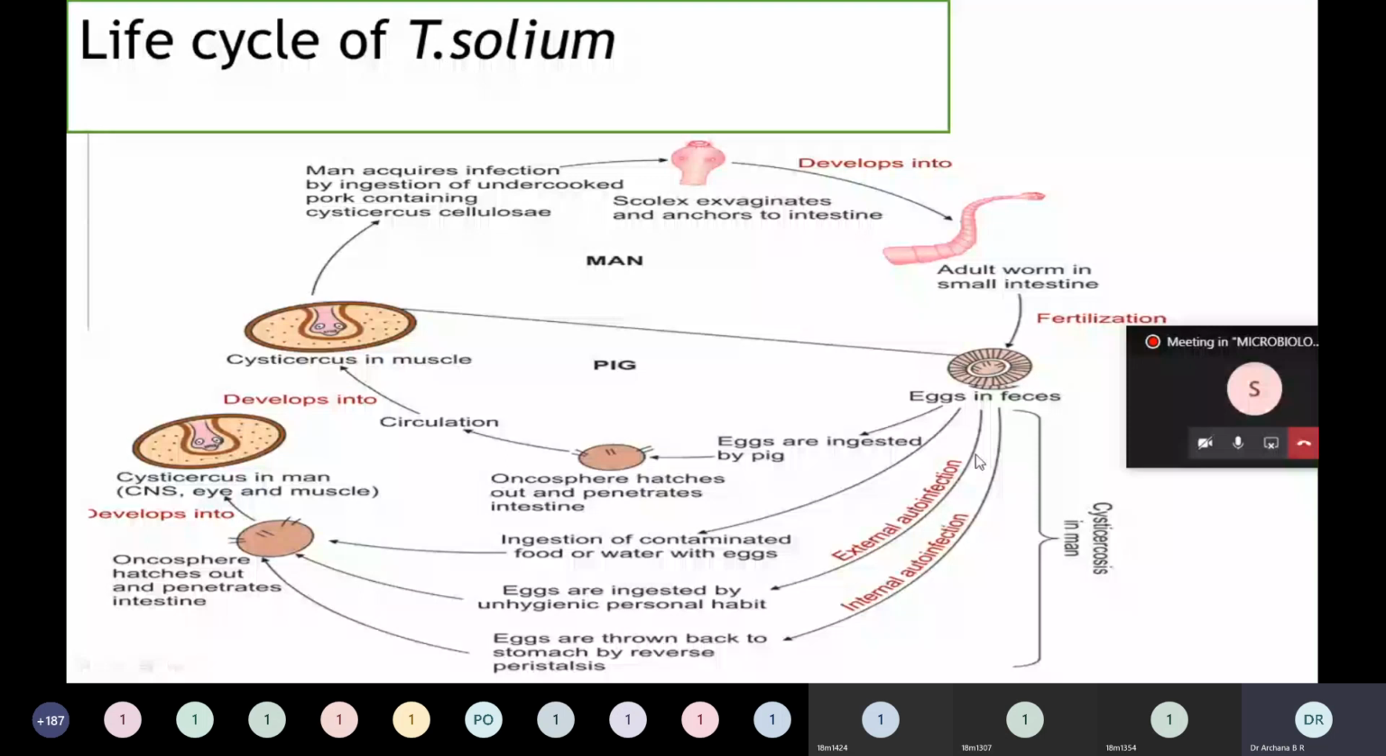Or sometimes there may be external autoinfection, that is, eggs are ingested by himself through unhygienic personal habits. Then the oncosphere hatches out in the intestine and gets seeded in different organs. Or sometimes external infection occurs through food or water contaminated with the eggs, then development of the oncosphere, and then the cysticercus in the CNS, eyes and the muscle.